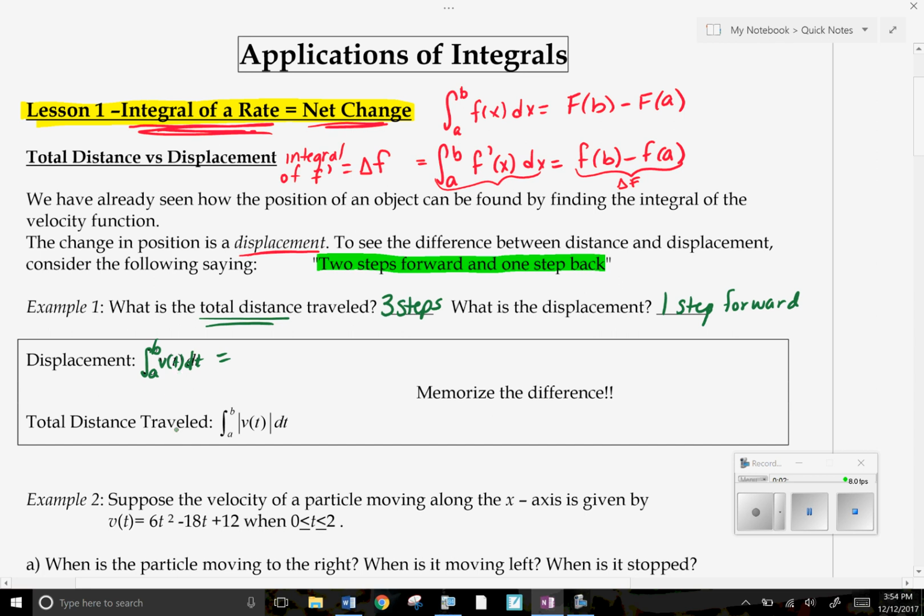So when we do our displacement here, the displacement is going to get me the net change in position. Total distance traveled tells me, like if I were driving a car, how much my odometer would change by. Total distance traveled is the integral of the absolute value of velocity. So instead of giving me the net area between the velocity curve and the x-axis, it's going to give me all the area between the velocity curve and the x-axis. You need to memorize these. When I say displacement, you need to know integral of v of t. When I say total distance traveled, you need to know I mean the integral of the absolute value of v.